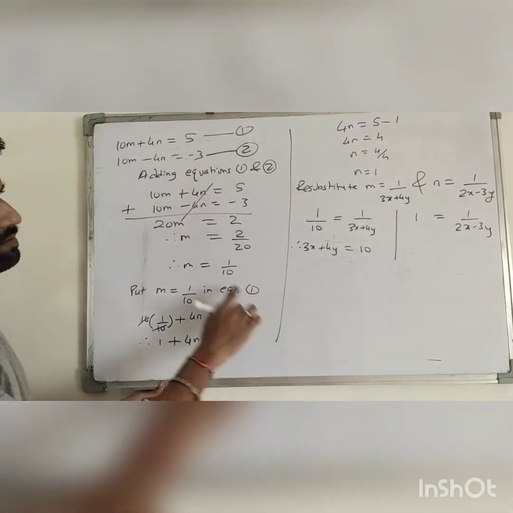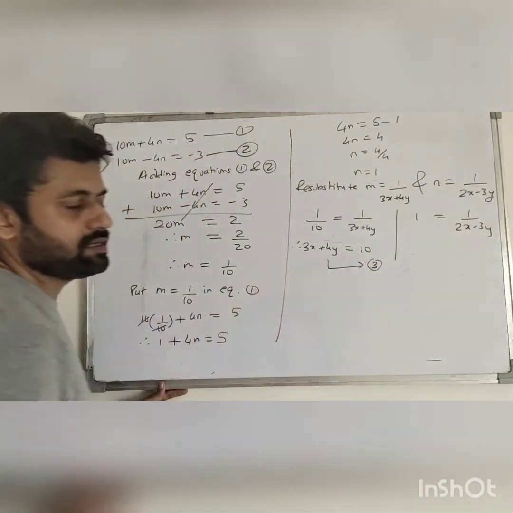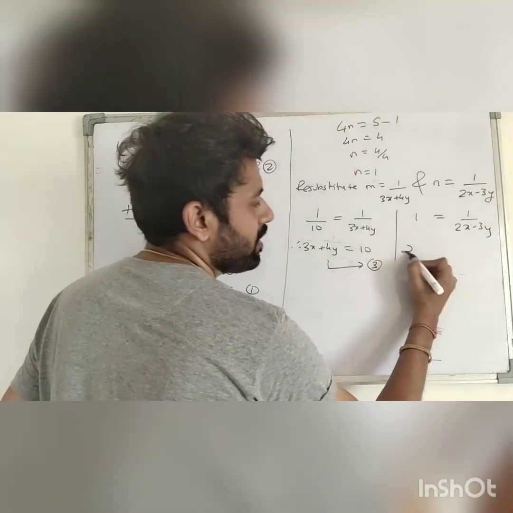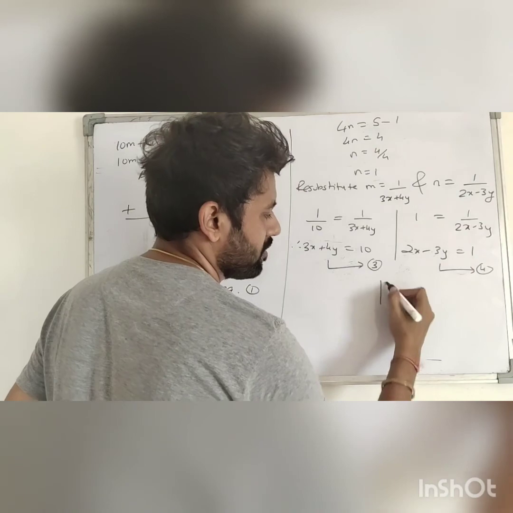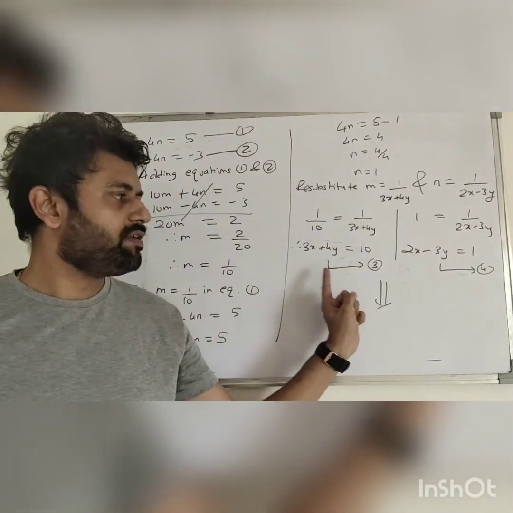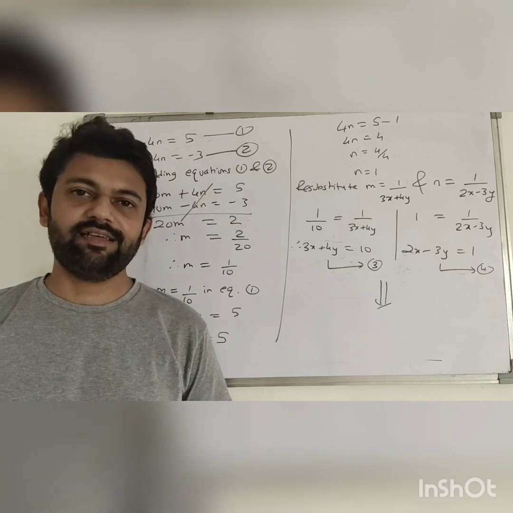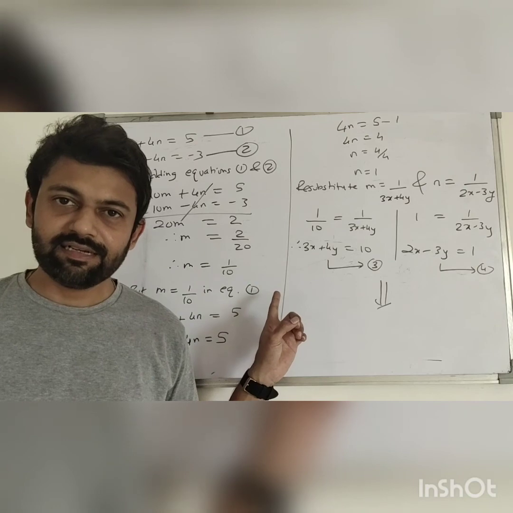This is the third equation. Equation number always in a circle. Here 2x minus 3y is equal to 1. This is equation number 4. One can easily solve the two equations and find the values of x and y, which will be the final answer. Please understand this properly.